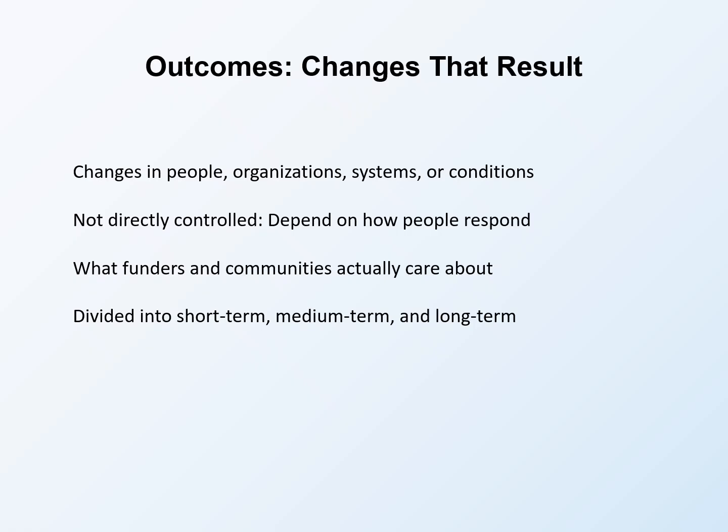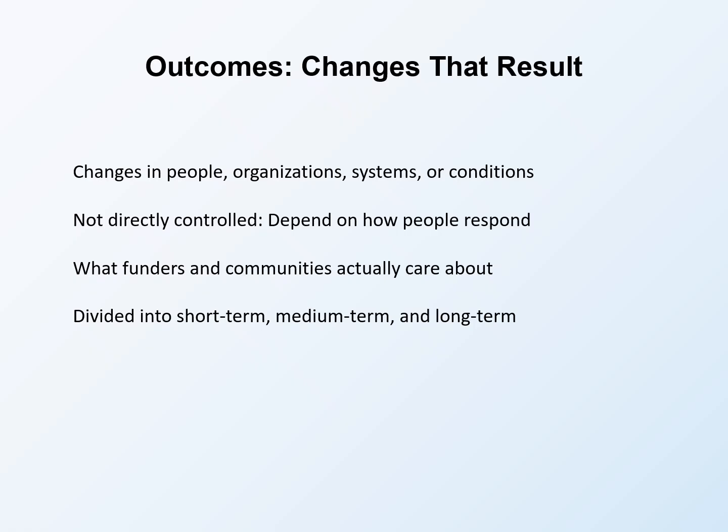Outcomes are changes that result from your outputs, changes in people, their knowledge, attitudes, behaviors, health status, changes in organizations, their policies, practices, capacity, changes in systems or conditions, the environment, available resources, community norms. Unlike outputs, outcomes are not directly controlled. You can conduct a perfect workshop, but whether participants change depends on them, their circumstances, many factors beyond your program. This is what makes outcomes harder to achieve and more meaningful when achieved. Outcomes are what funders and communities actually care about. They don't care that you held workshops, they care whether people got healthier.